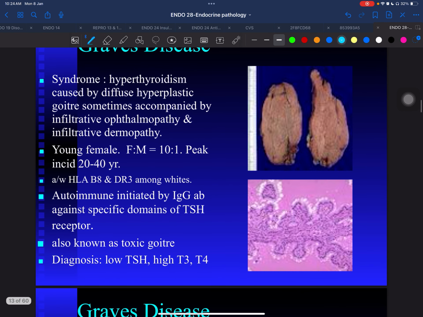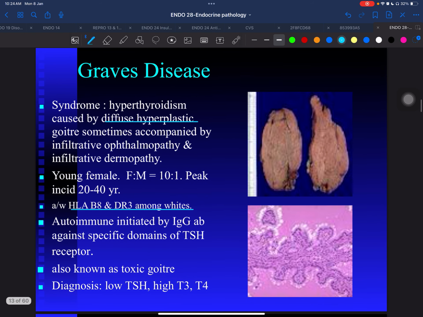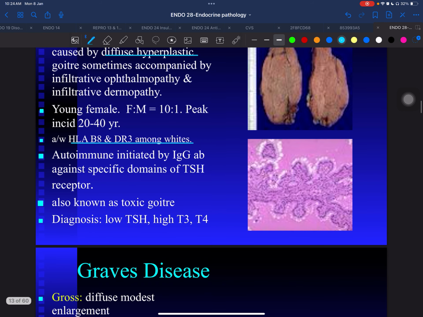Selalunya dia datang with apa? Symptoms of ni, hyperthyroidism, tremor, sweating, apa lagi? Weight loss lagi, mata terjojol kan? Because of that ophthalmopathy tadi. What do you call that? Apa dia?